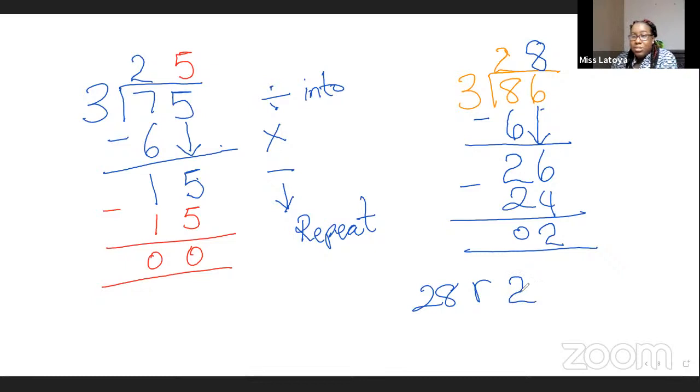Okay, let's do another question. We are going to do 3 into 10. And I'm giving us another example like this for a reason. 3 into 10. Okay, let's begin.